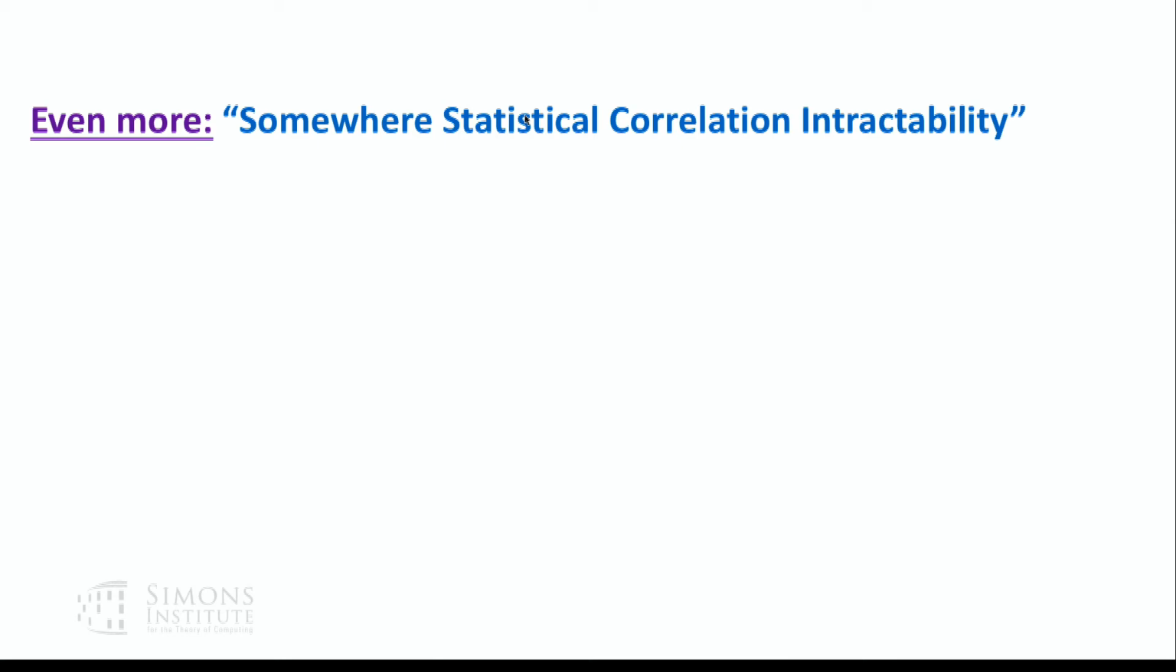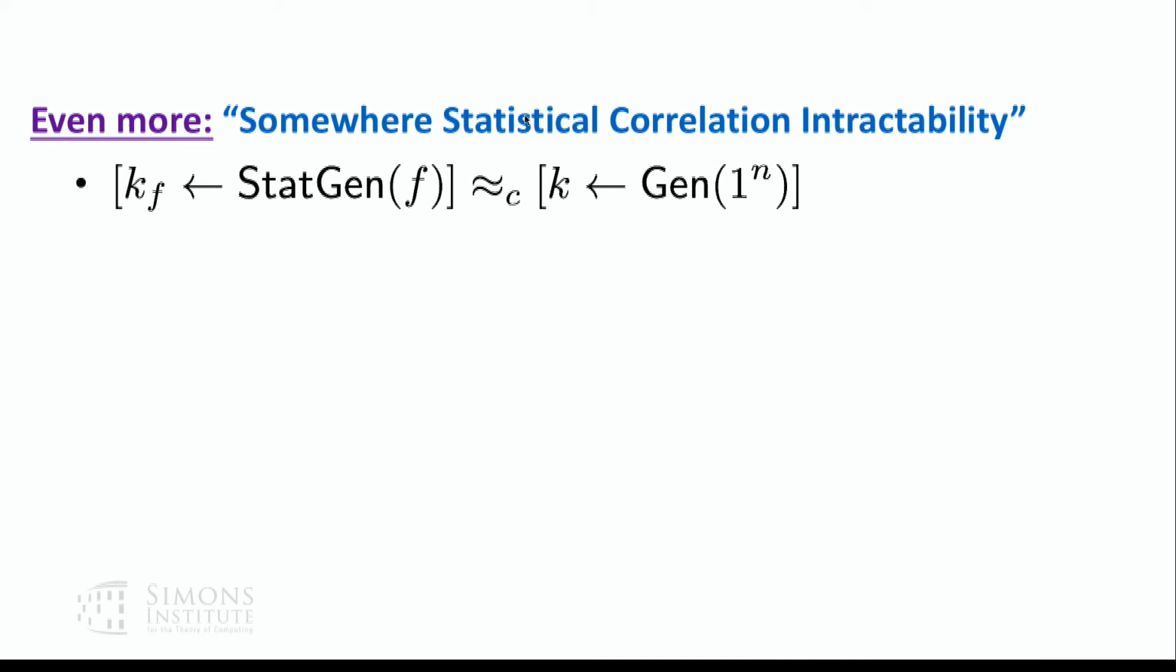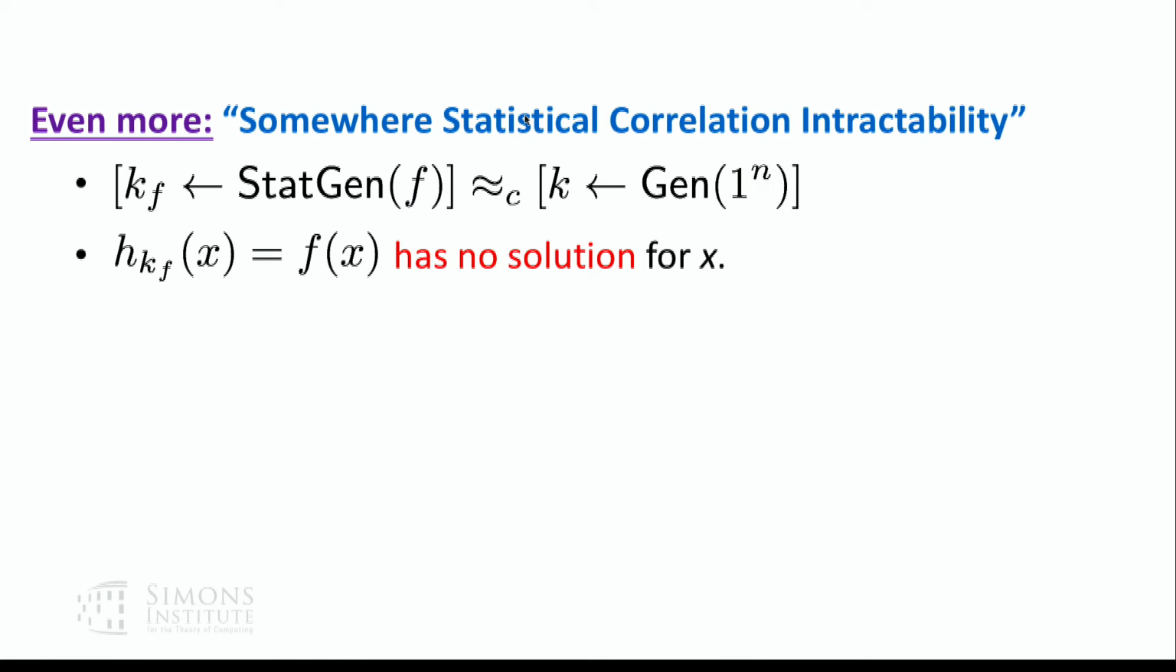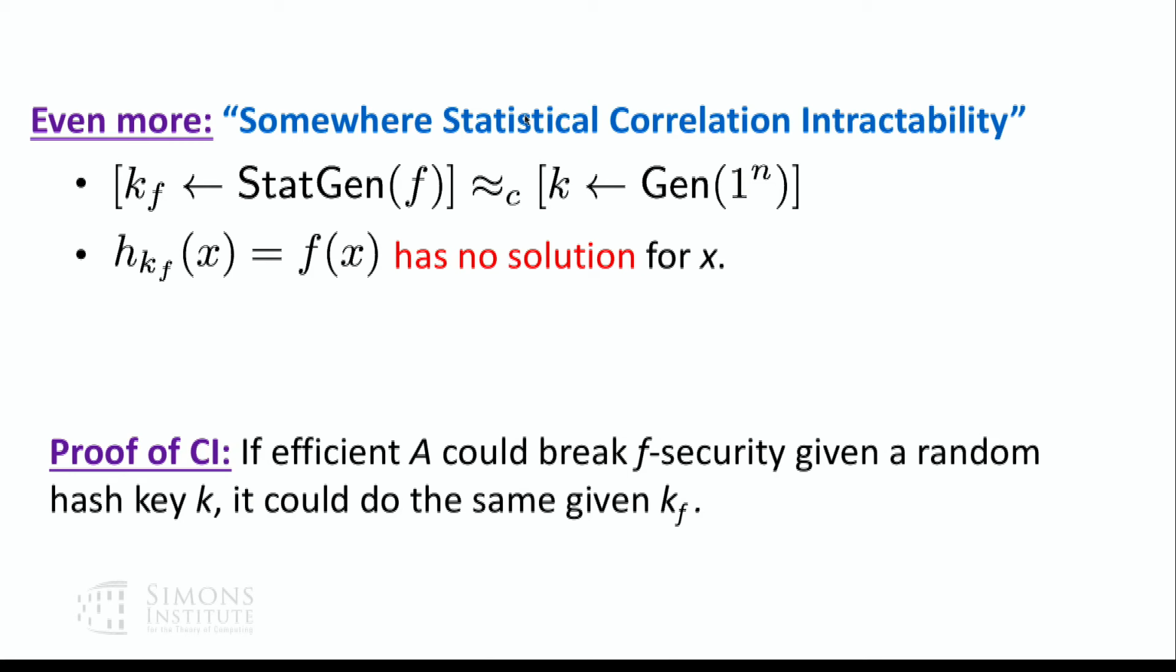So this gives you a property that's stronger than correlation intractability that we call somewhere statistical correlation intractability. You should think of it as directly analogous to somewhere statistically binding hash functions as compared to collision-resistant hash functions. So what is it? There should be a way for generating keys that depends on the function f, such that no matter what function f you start with, the keys are indistinguishable. So maybe there's some natural distribution of keys, and all of the f-dependent keys are indistinguishable from the natural keys. And when you start with a key that depends on the function, you get this correlation intractability property statistically. There will not exist any x satisfying this equation. And we construct this object. Again, you should believe that this implies correlation intractability. It's a standard one-step hybrid argument that this suffices for correlation intractability.